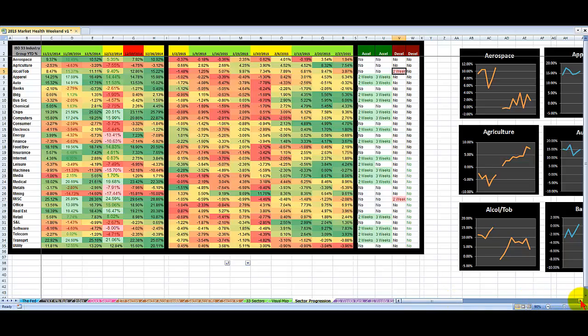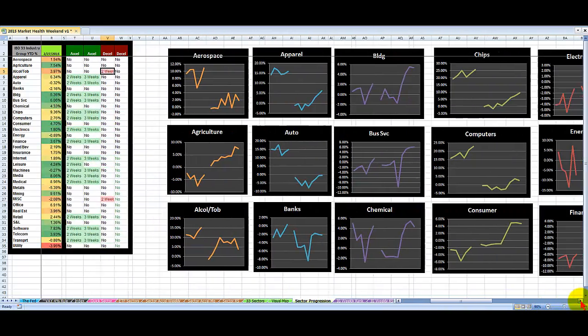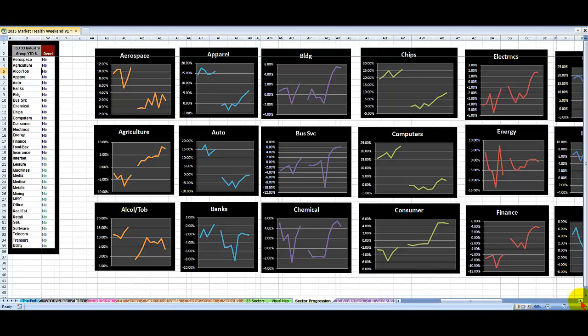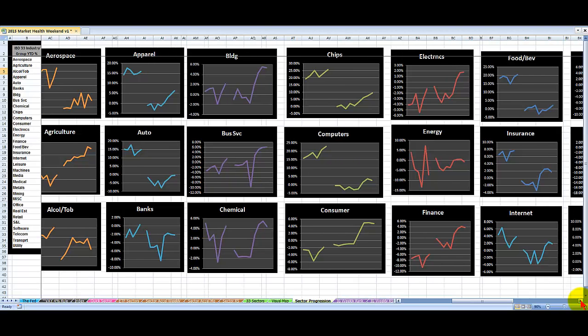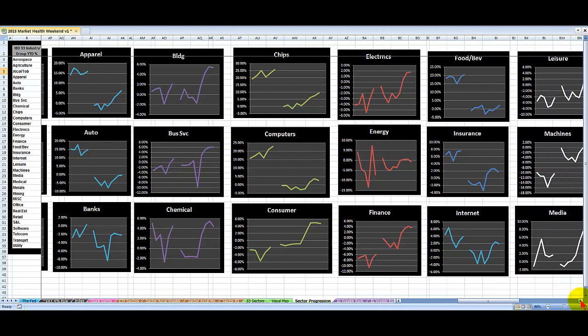Again, in an attempt to see the data in a way that will help me trade it, I have made charts for all the 33 sectors, monitoring their weekly year-to-date changes. So you can see here they are.